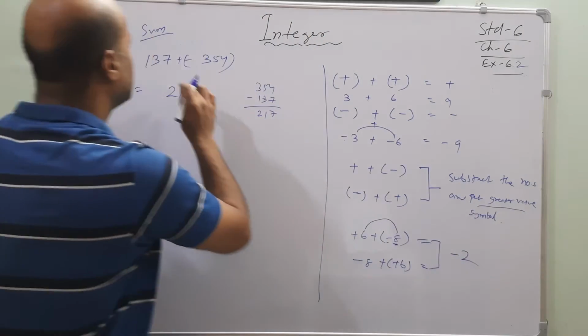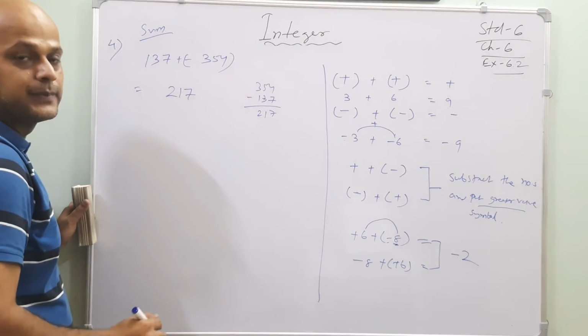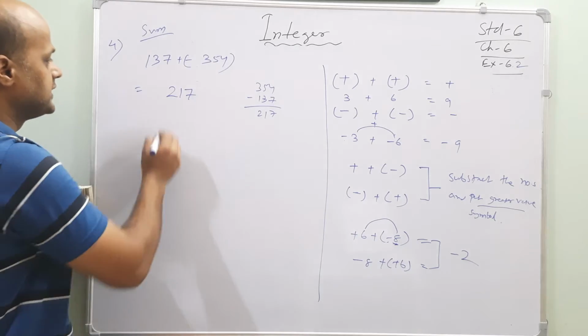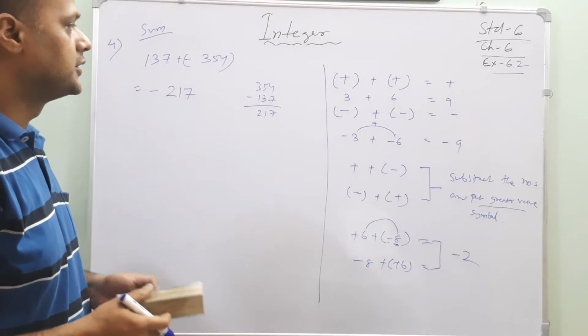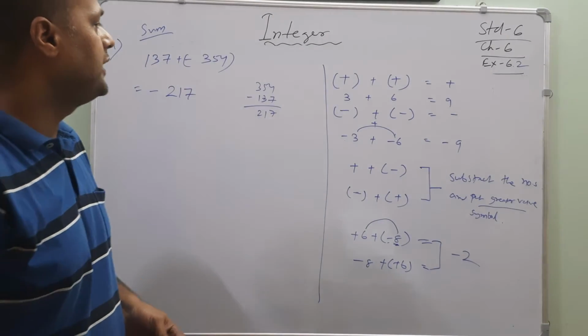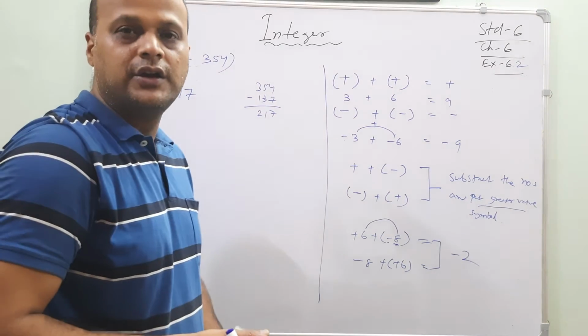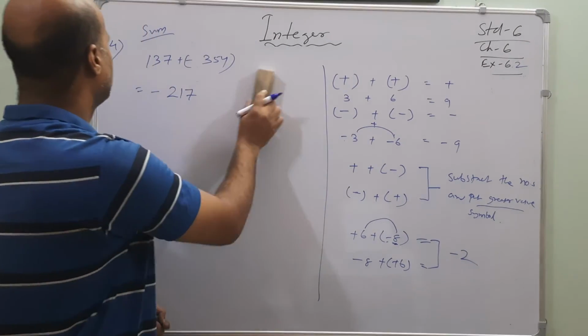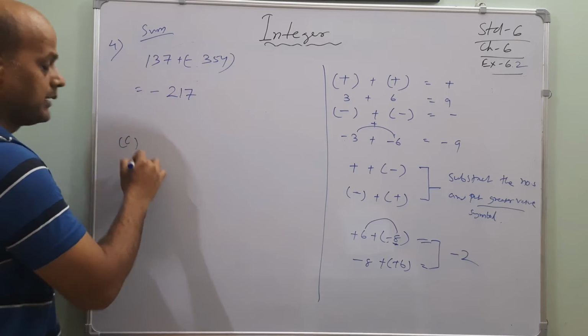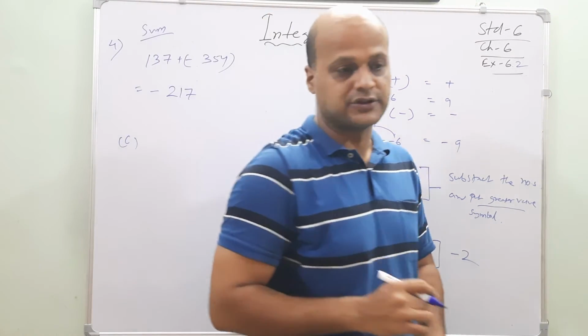Put the greater value symbol. In between these two, which one is greater? Plus is greater, or minus is greater? Yes, minus is greater. Put your minus sign. Okay? So in this manner, you have to solve the questions. Now the C part. I am leaving the question so that you can practice by yourself.